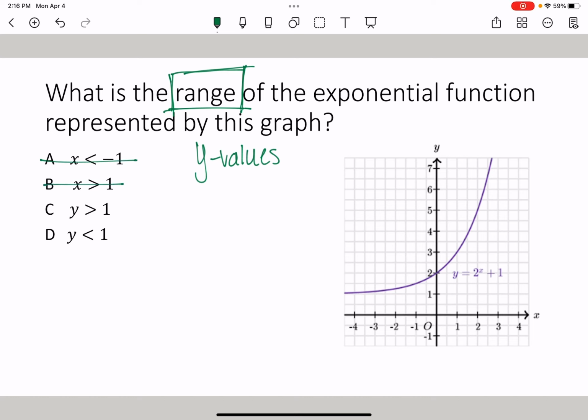So I can see here, it gets really, really close to this line right here. This line that goes through y equals 1. So it gets really, really close to 1, but then it exists above 1. So that's why it's y is greater than 1. It would be y is less than 1 if my graph existed below that line. Since it's above, it's going to be y is greater than 1.